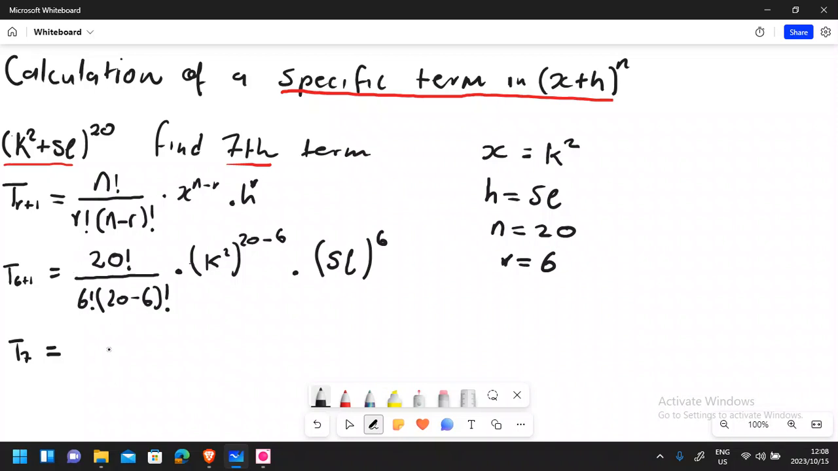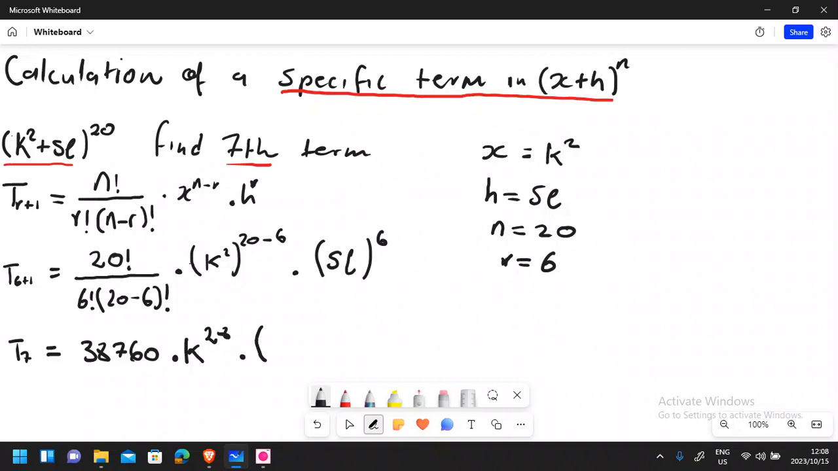When I put that in my calculator, here's what I got: 87 760. Then from here I can start. So look, what is 20 minus 6? That is going to give us 14 multiplied by 2. So this is going to be k to the power of 28.